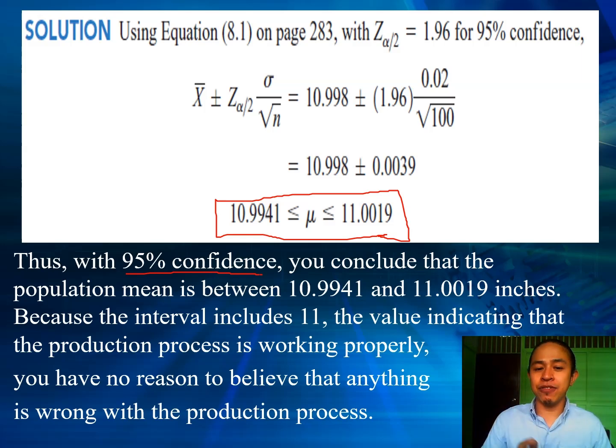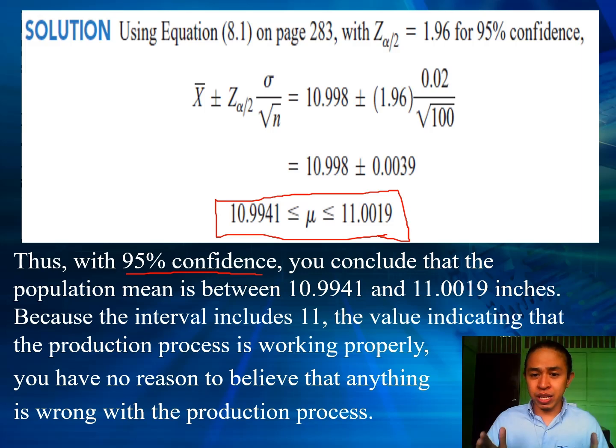But for us to interpret this more clearly and accurately, you can say this: with 95% confidence, and we have to specify that, you conclude that the population mean is between 10.9941 and 11.0019 inches. Because the interval includes 11, the value indicating that the production process is working properly, you have no reason to believe that anything is wrong with the production process.